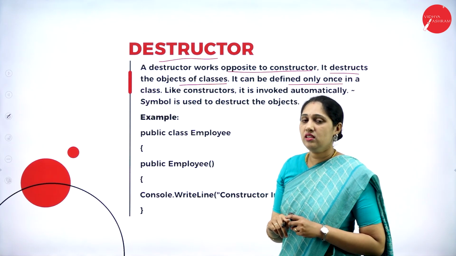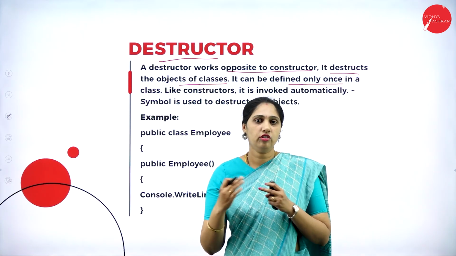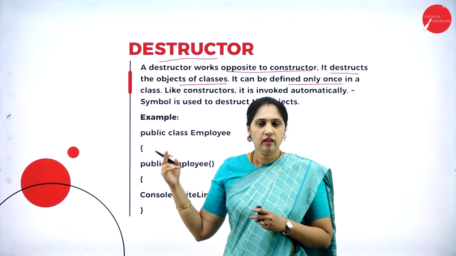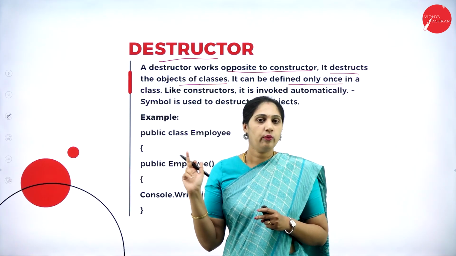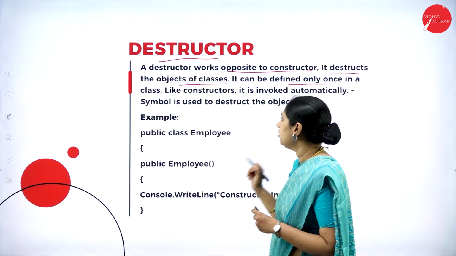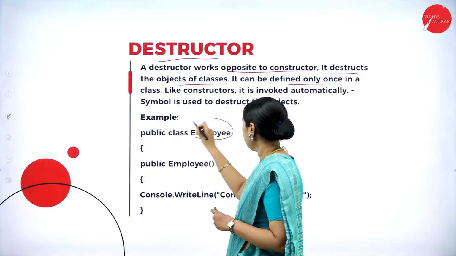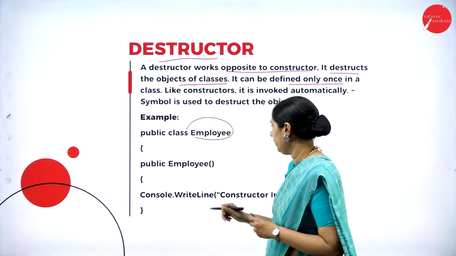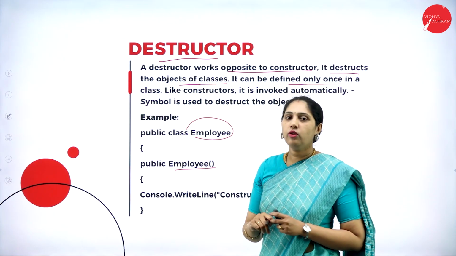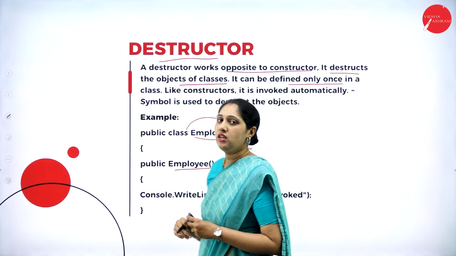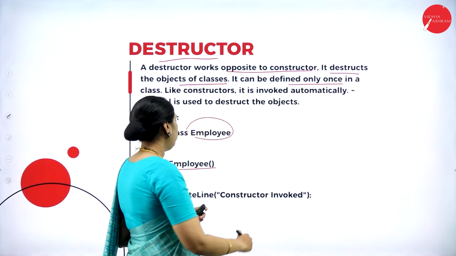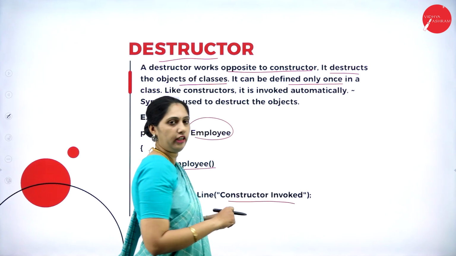So when we say constructor, we can go for default, parameterized, static. But destructor only once. Where? In a class. So how is the example? We have taken class employee and again it is a default constructor. We just print a message with Console.WriteLine, saying constructor is invoked.